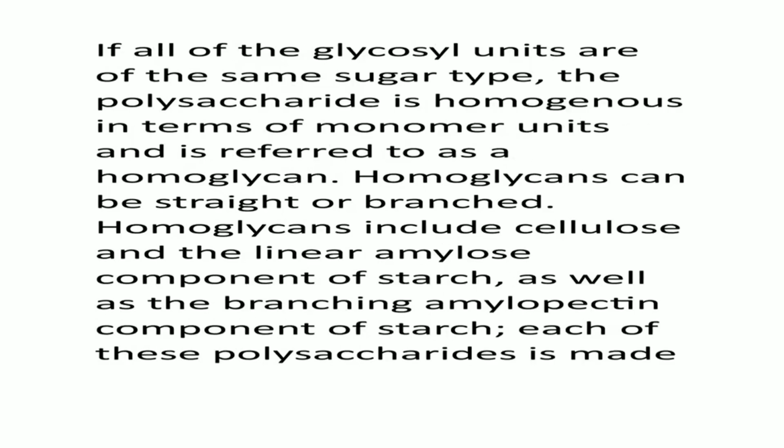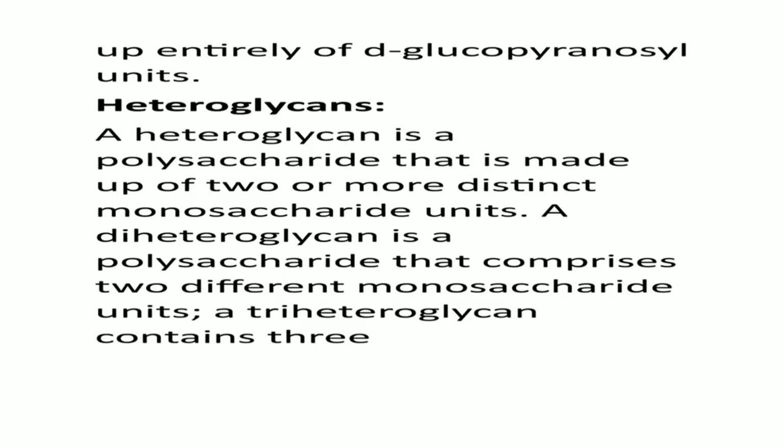Homoglycans. If all of the glycosyl units are of the same sugar type, the polysaccharide is homogeneous in terms of monomer units and is referred to as a homoglycan. Homoglycans can be straight or branched. Homoglycans include cellulose and the linear amylose component of starch, as well as the branching amylopectin component of starch. Each of these polysaccharides is made up entirely of D-glucopyranosyl units.